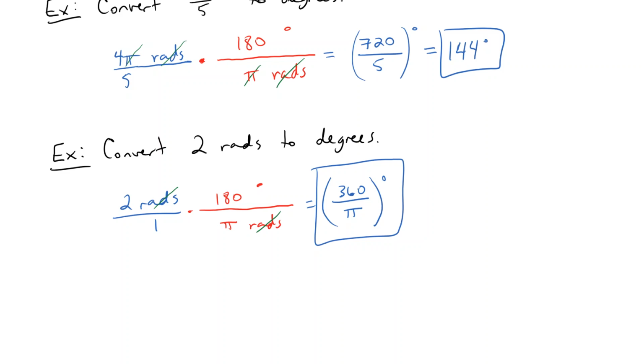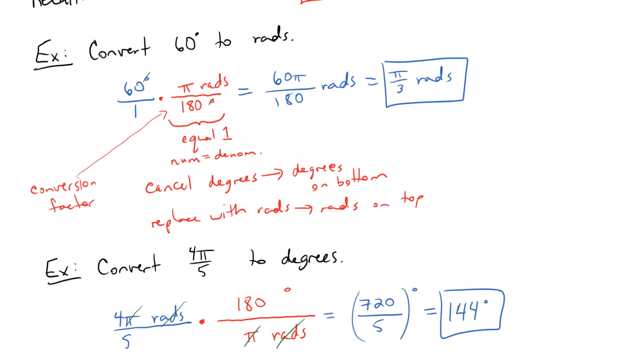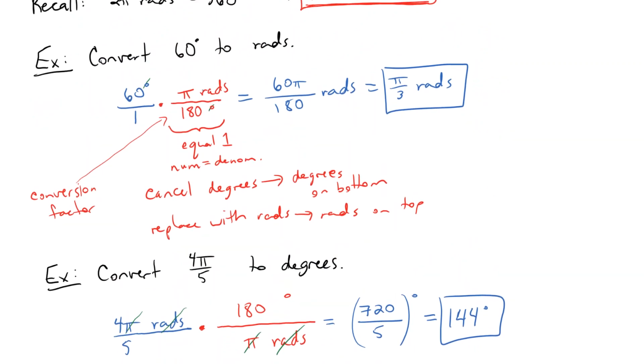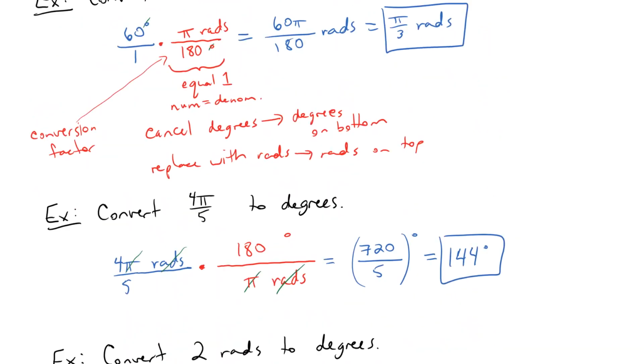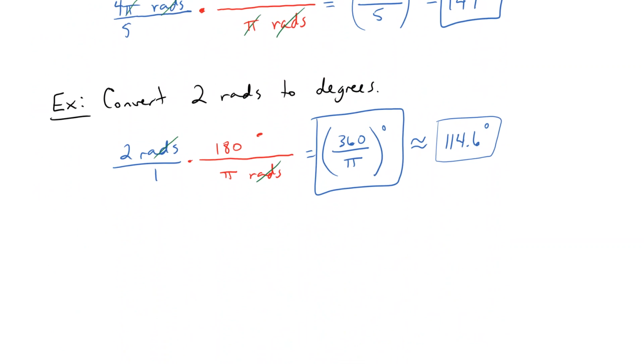If you want to understand that maybe a little better, you could approximate it by dividing 360 by pi, and it looks like you get about 114.6 degrees. Okay, so this is an approximation. 2 radians is about equal to 114.6 degrees. And that's how you convert. Set up your conversion factor so that the units cancel the way you want, and then just multiply straight across and simplify.